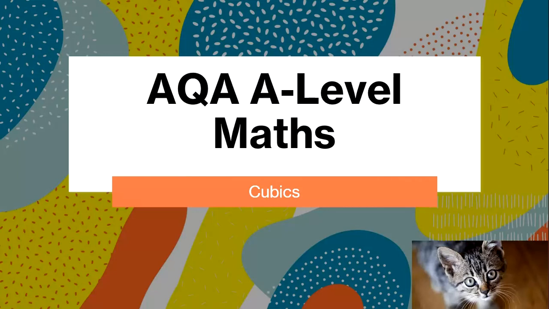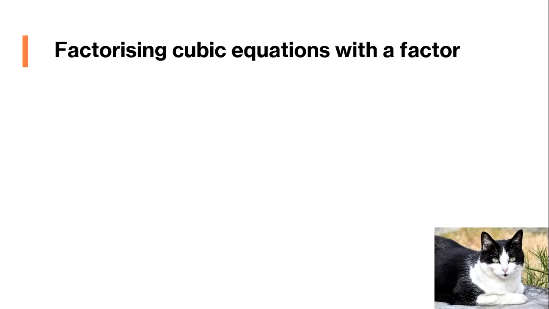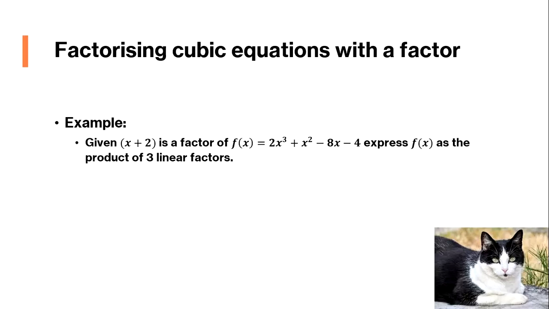So today we're going to be going over cubic equations and graphs for AQA A-Level Maths. I'm continuing the thing with the cats in the corners because I think it makes it flow better, by the way. So the first one we're going to go over is factorising cubic equations when you've been given a factor. So here's our first example.